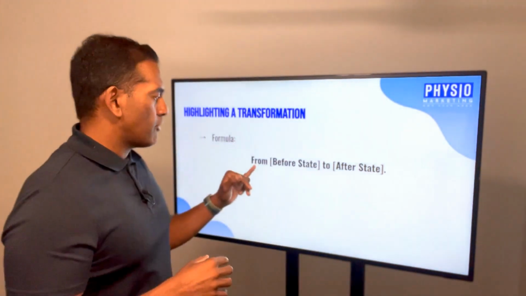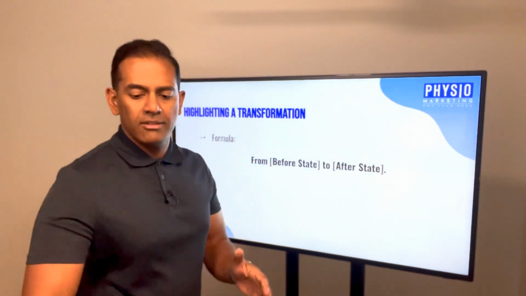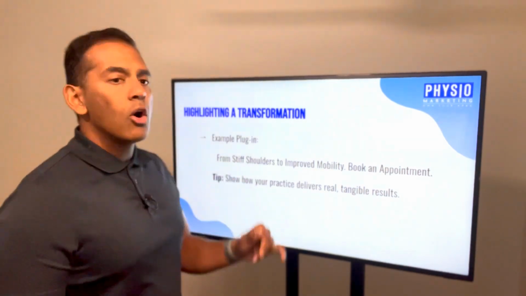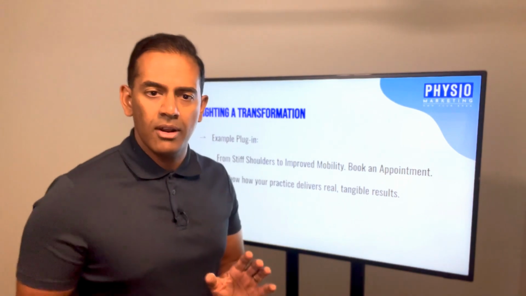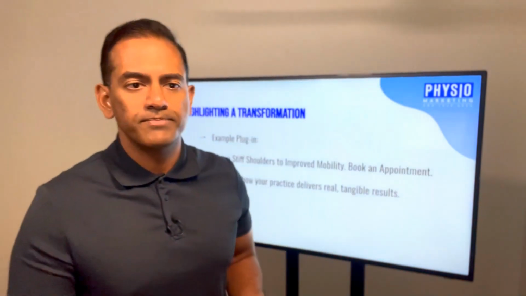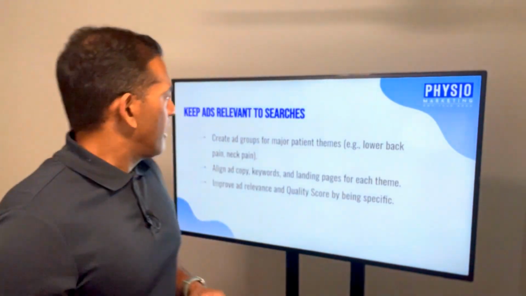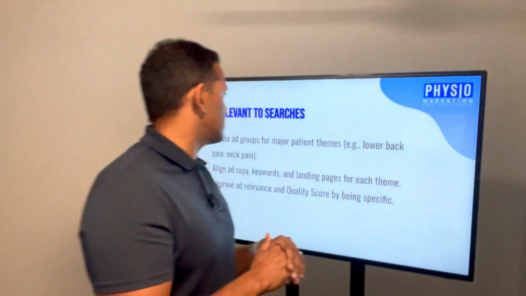Third one is highlighting a transformation, right? From before state to after state. So here's an example. From stiff shoulders to improved mobility, book an appointment. All right. So typically people are looking for a particular result or a goal coming to physio, right? You need to make sure that that's the benefit and what's the before state that they were in. Next one. All right. So those are formulas. Have a look at them and really try and put them into the Google ads as well. All right. Because when you do that, you make it really, really relevant and sparks that curiosity as well.